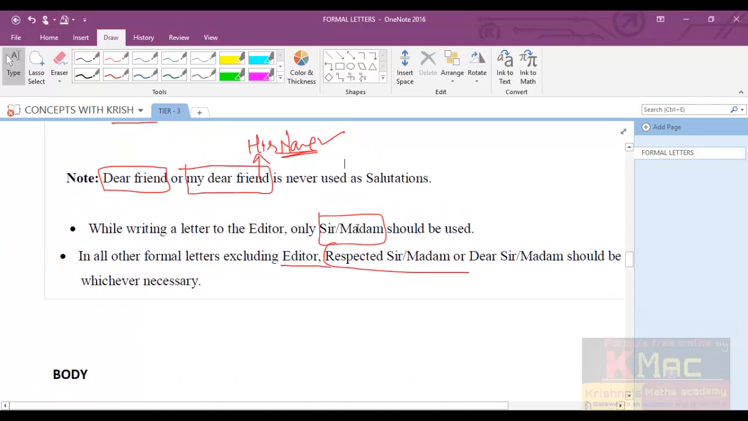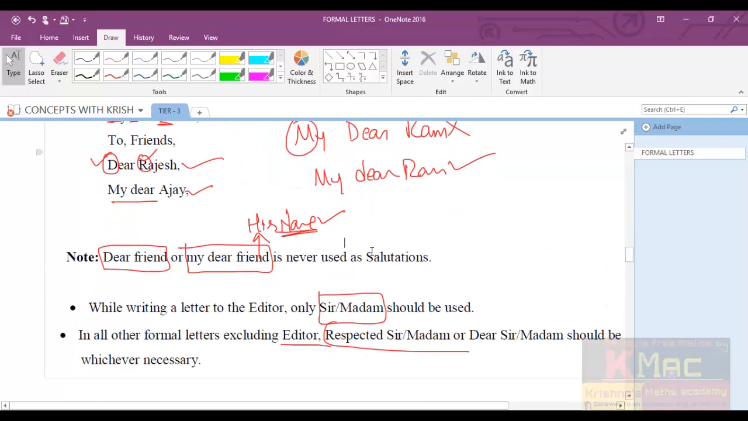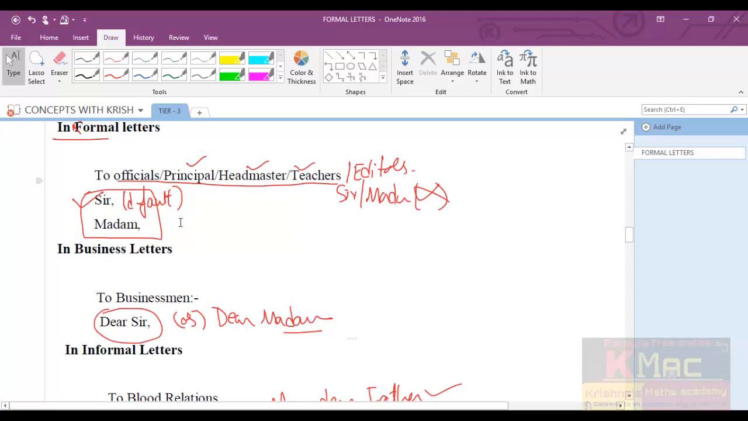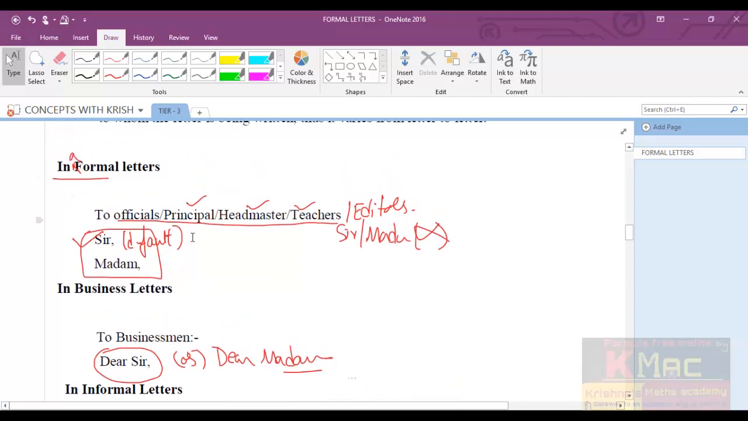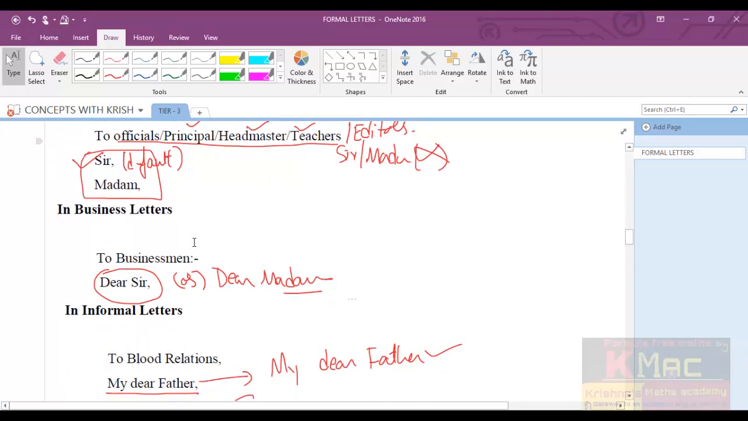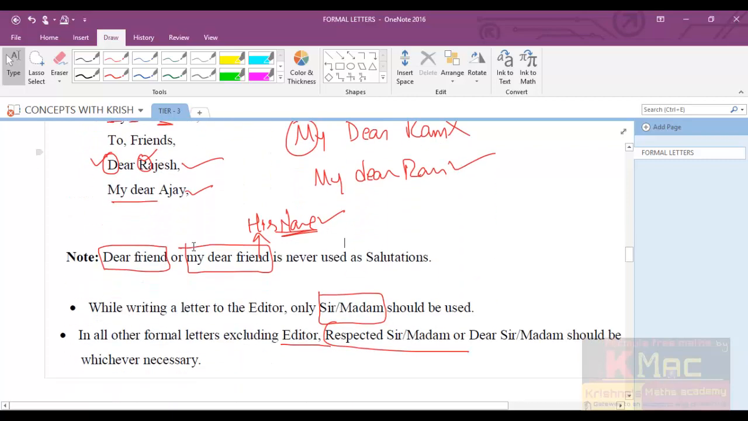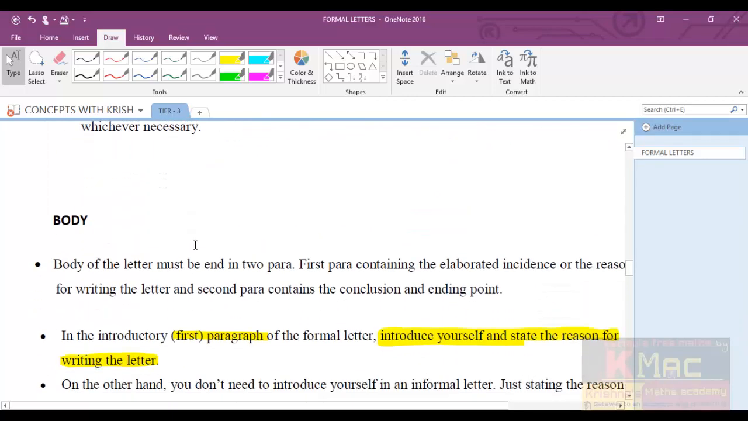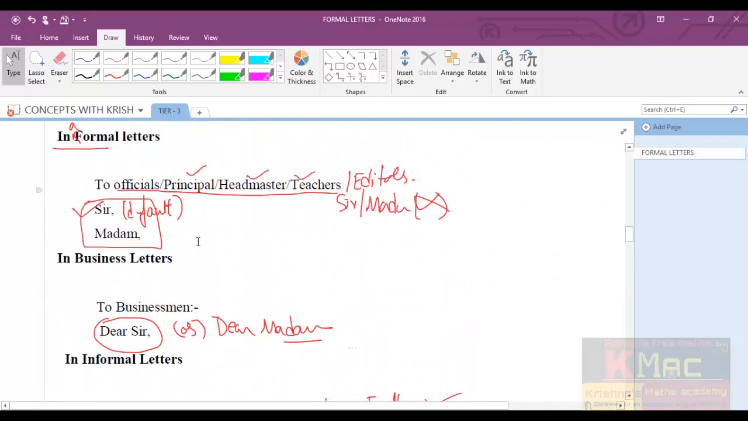One more thing is editors. Whenever you are writing to an editor, professors or teachers, lawyers, doctors, you have to write sir or madam. Do not put dear. When you are writing to a businessman, put dear sir or madam. If you don't know the gender, always use sir. Fine, so that salutation part is done.